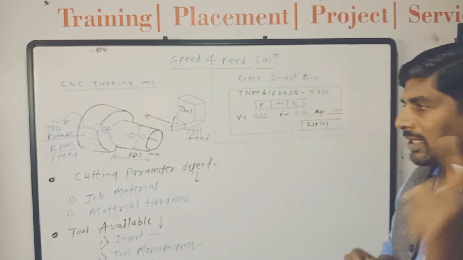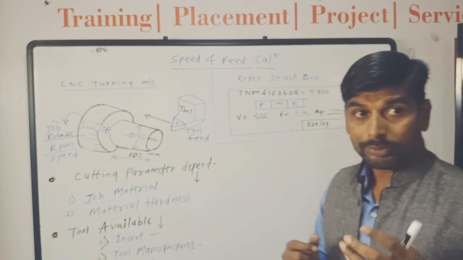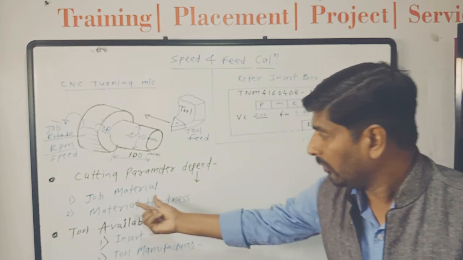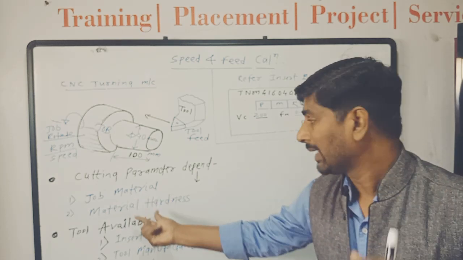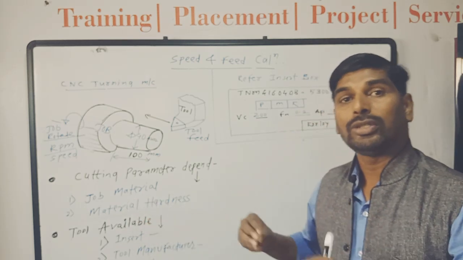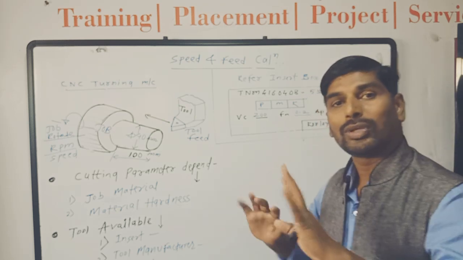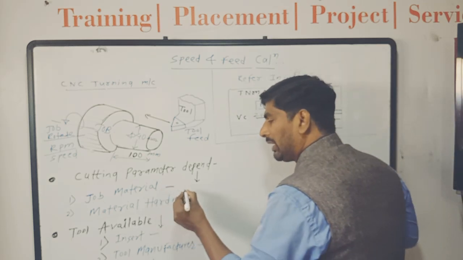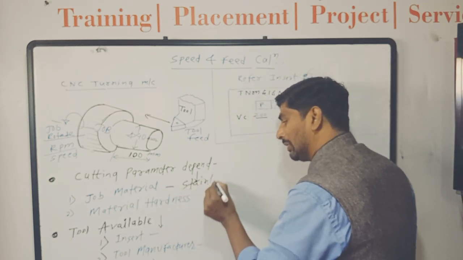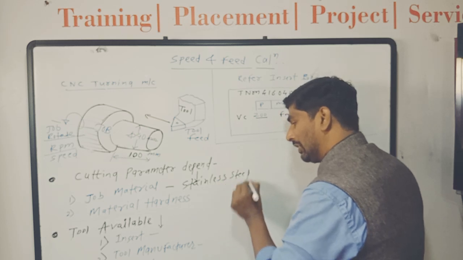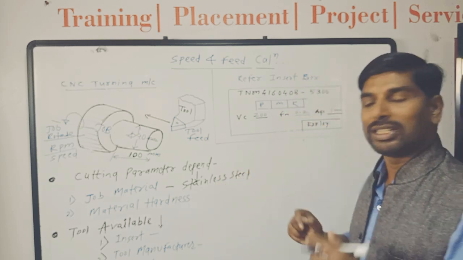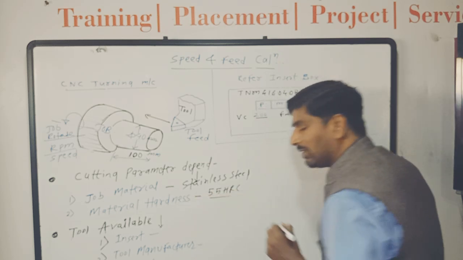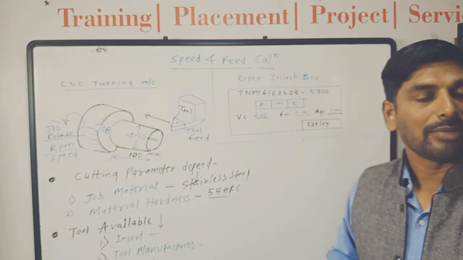The very first thing you must know is that cutting parameters depend upon many factors. The first is the job diameter, and the second is the material hardness. Unless you know these two things, you can't find out the speed feed calculation. Now suppose the job material is stainless steel, which is normally a very hard material, with 55 HRC indicating the level of hardness. Above 50 it is always called a very hard material.